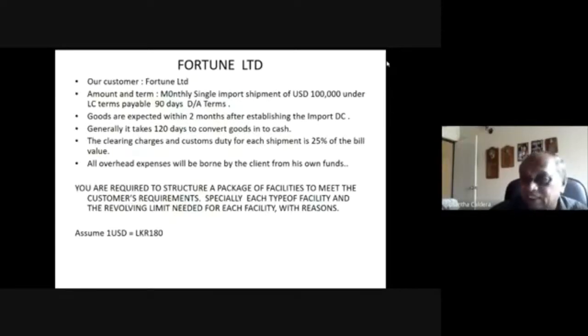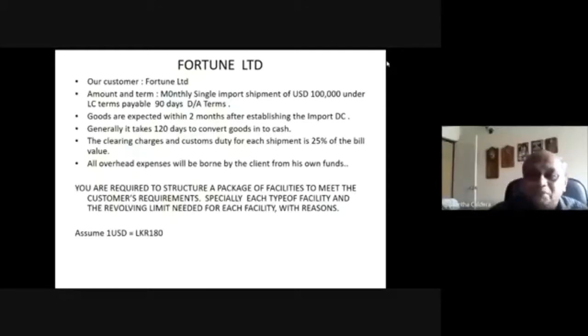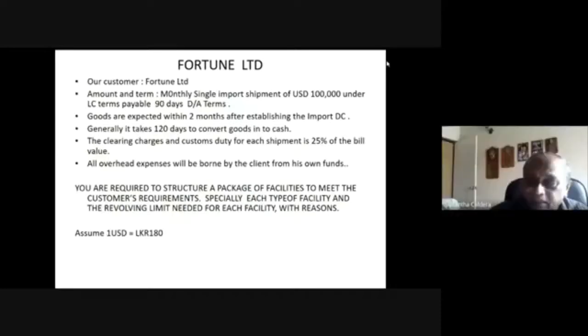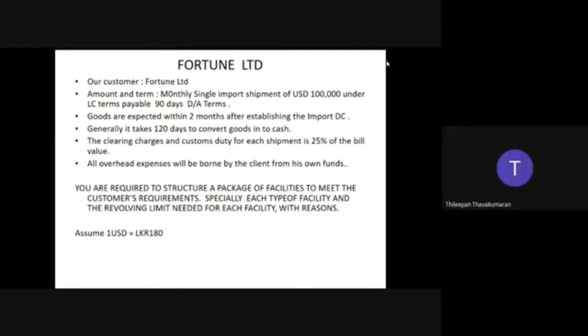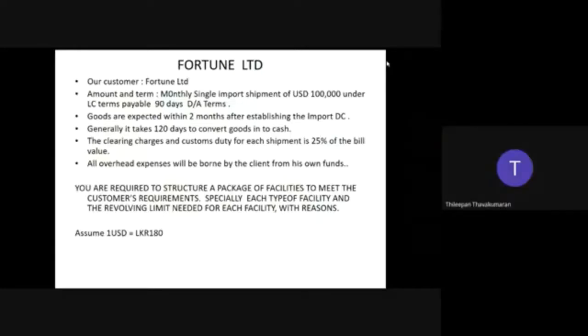Clear? Yes, sir. Thank you. So, import line facility, within which scale then I compose? Import line facility, within which LC line this much. That's an import line facility, right? You are a banker? Yes, sir. Which bank? DFCC. DFCC, right.